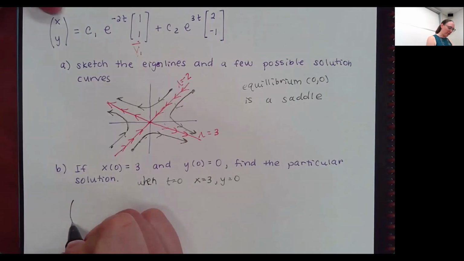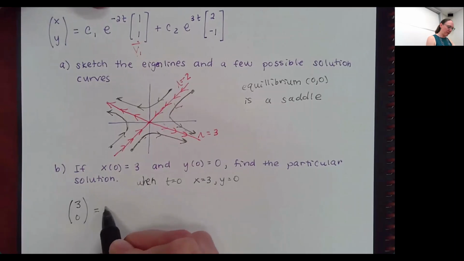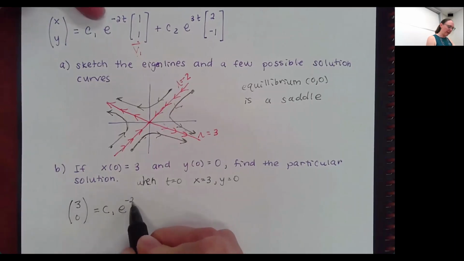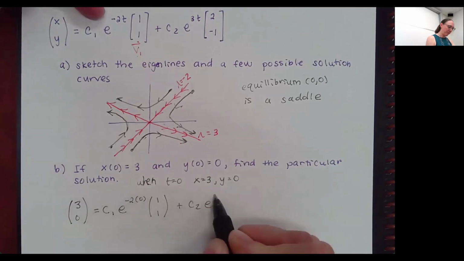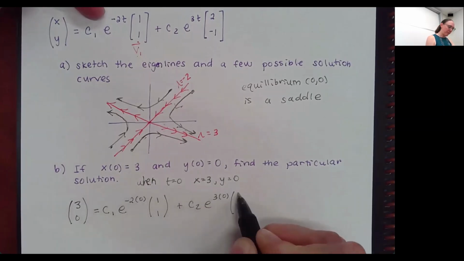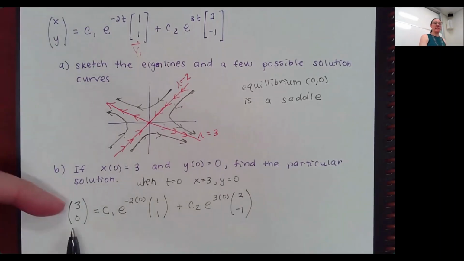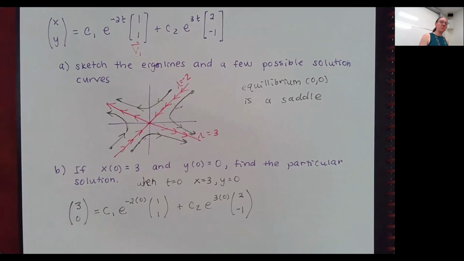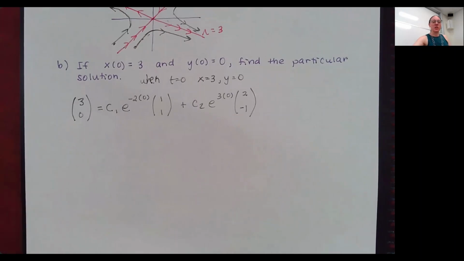So my general solution says that I should be at (3, 0) when t is 0. So I'm just plugging in 0 for t, plugging in the values I was given for an initial condition. It doesn't really matter what tools you use to solve this. You could put it into an augmented matrix and row reduce it. I'm just going to write the set of equations out.